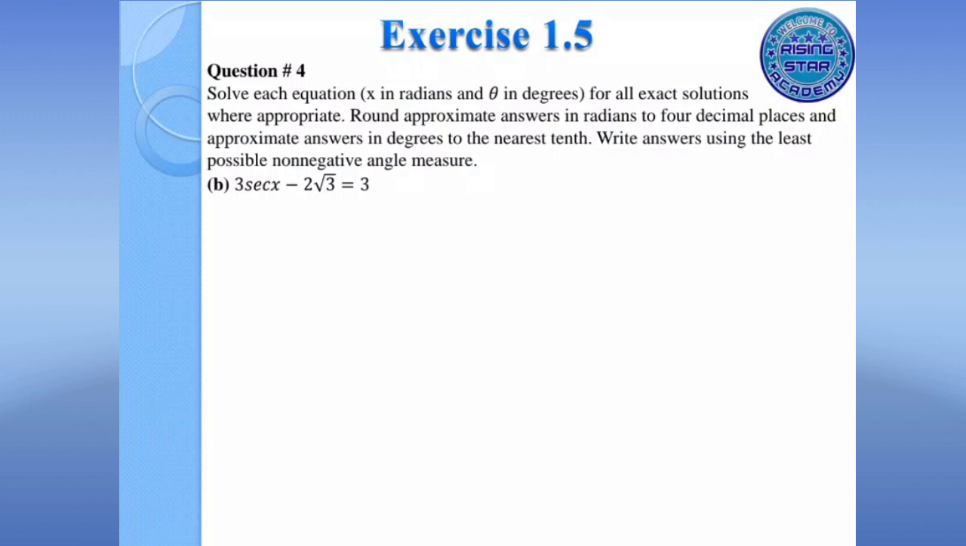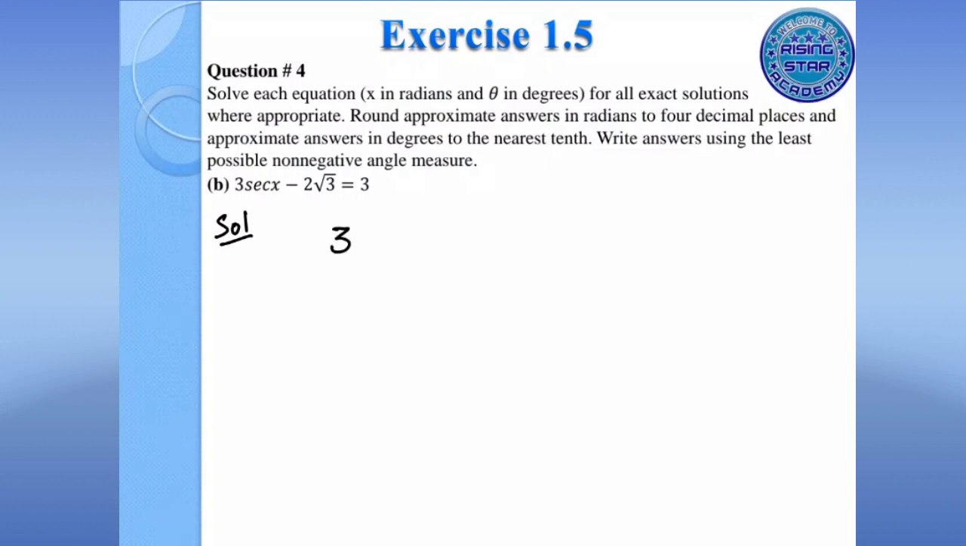Now in part B, we have 3 secant x minus 2 times root 3 equals 3. Now the angle is in x form. So whenever it is in x form, we can give our answer in exact solution, or we will round it off to 4 decimal places. So let's start now. First of all, I will write the question.